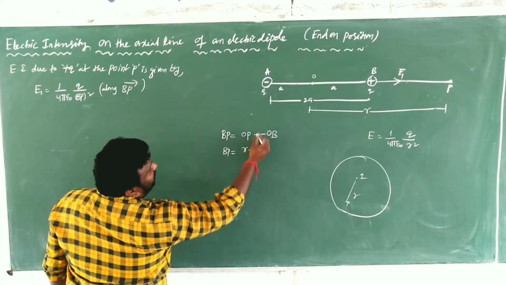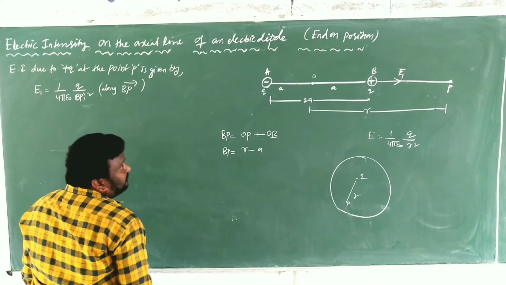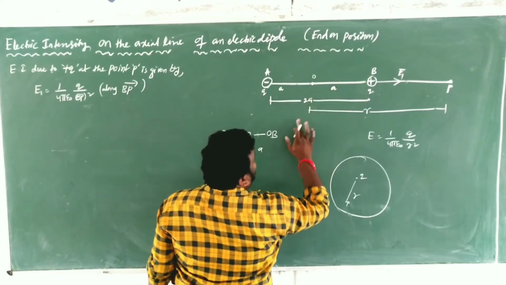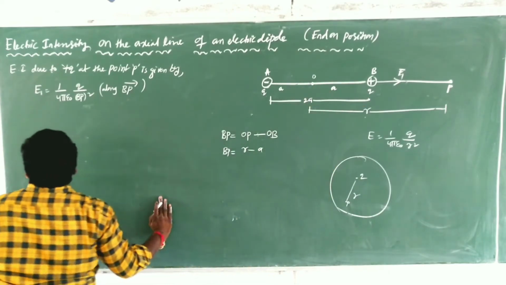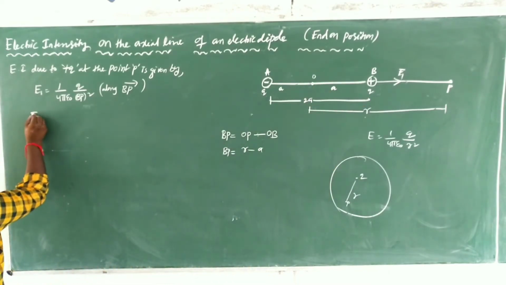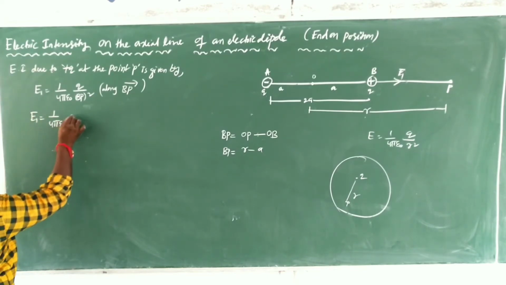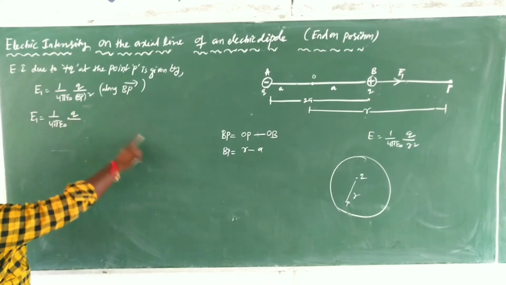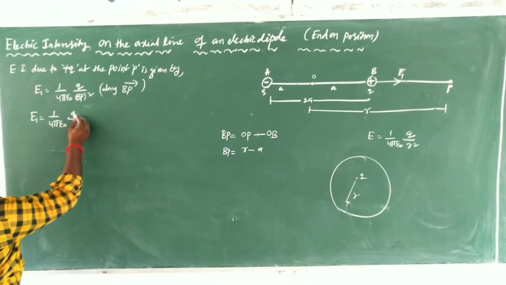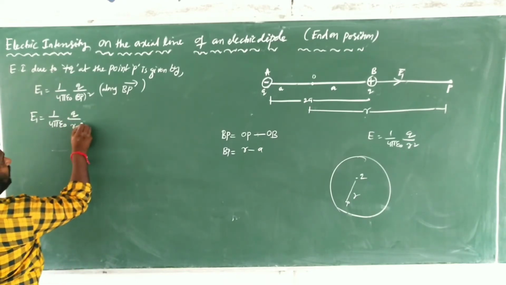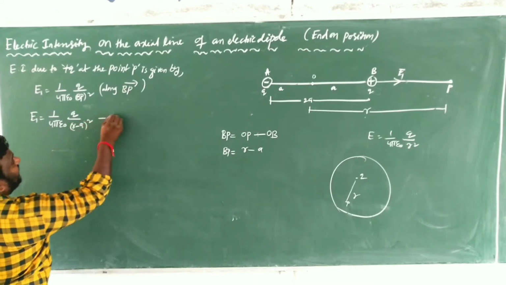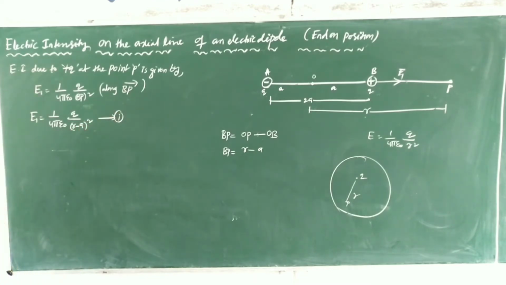That's why here BP is equals to OB means what? R. And OB means what? A. Clear? OB means what? A. That's why here I am going to write E1 is equals to 1 by 4 pi epsilon naught Q by, what is BP value? R minus A. Here what it is that? BP square. That's why here R minus A whole square, and this is the equation number 1.